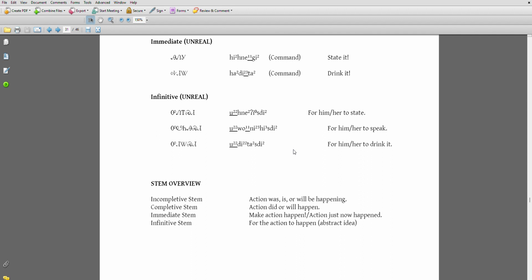Stem overview. The incompletive stem is used to say an action was, is, or will be happening. The completive stem is used to say the action did or will happen. The immediate stem is used to say make action happen or action just now happened. The infinitive stem is for the action to happen, and that is always an abstract idea or hypothetical. It is never real.